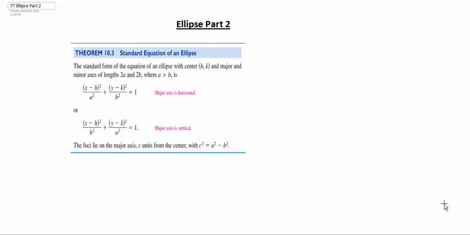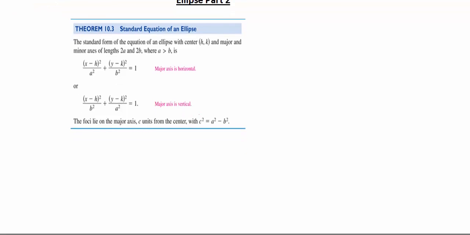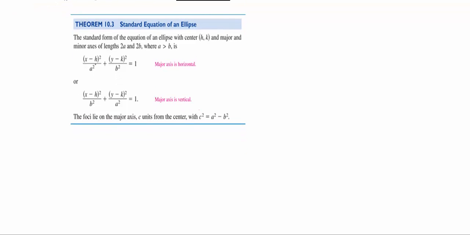In this video, we're still going to work with ellipses, and we want to find the standard equation of an ellipse. Once again, recall the formula (x minus h) squared over a squared plus (y minus k) squared over b squared equals 1. If we're looking at a horizontal axis, that's based on the a squared value, which is always the bigger number.